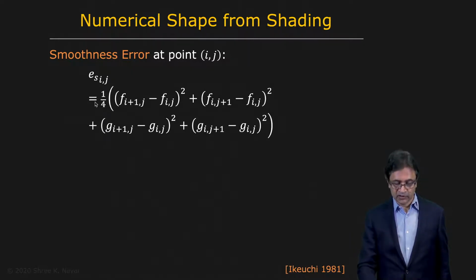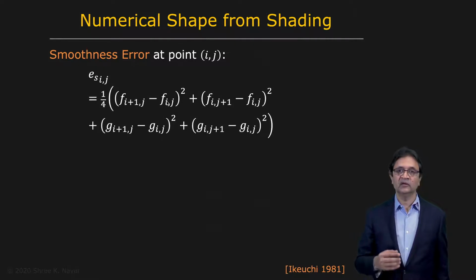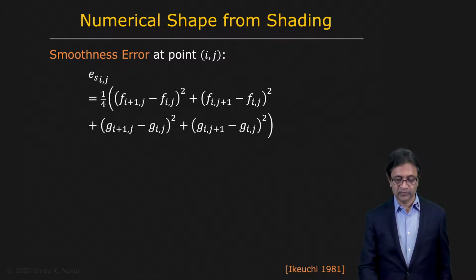And so this term that you're seeing right here is the difference between the f value at ij and its neighbor in the x direction. This is the f value at ij and the difference between that and the neighbor in the y direction. So this is fx and this is fy. You're going to do the same with g. So you get these four terms, you square them up, and that's going to be your smoothness error for the pixel ij.